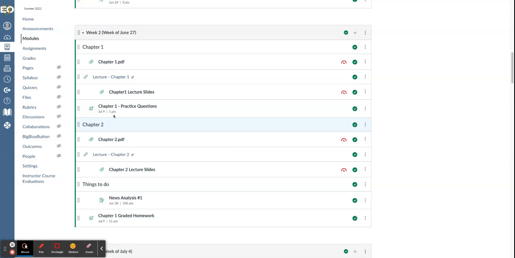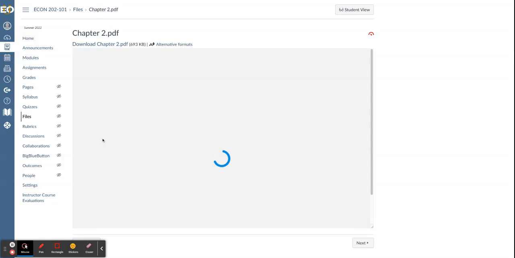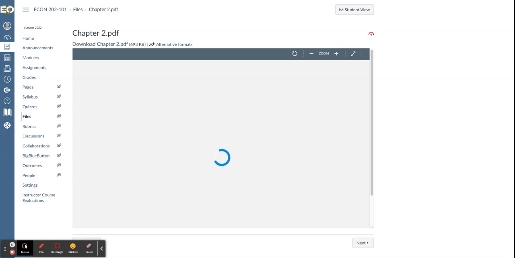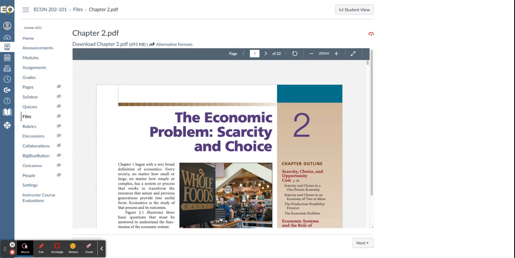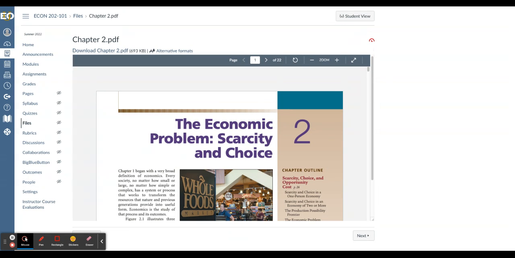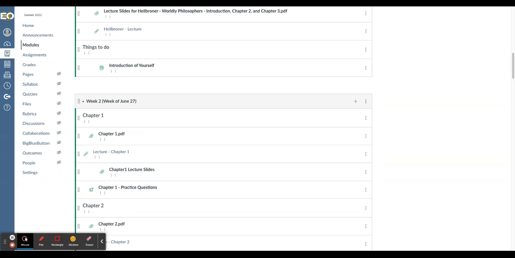And then, chapter one is just an introduction to economics. Chapter two, what we do here is we look at economists starting to think about scarcity, and you get presented with your very first economic model, that being the production possibilities frontier. So it's the model that economists use to understand the existence of scarcity.